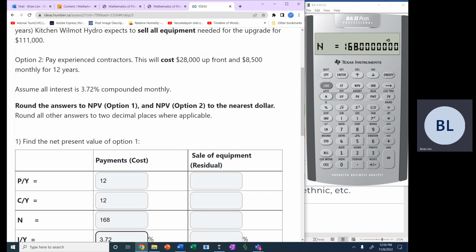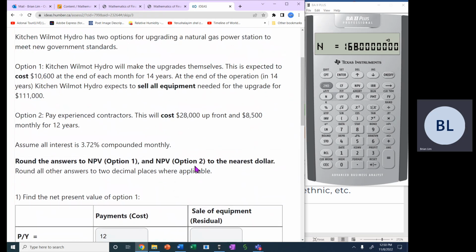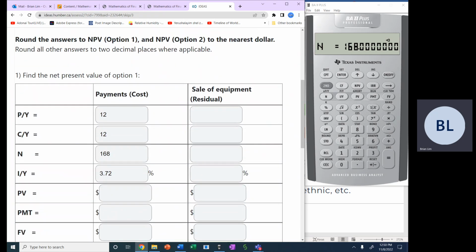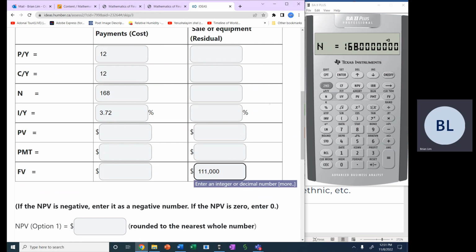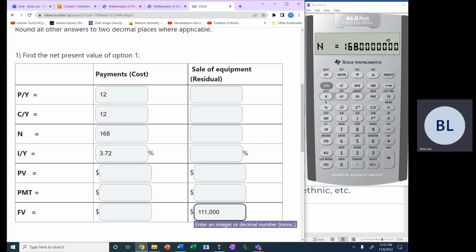Okay, what else is there? We're computing the present value because the comparisons are made on the present value. All right, they expect to sell all equipment needed for the upgrade for $111,000. I know, yes, you could have put it in the future value here, but we will keep it separate in this case because it's better for understanding how it works.